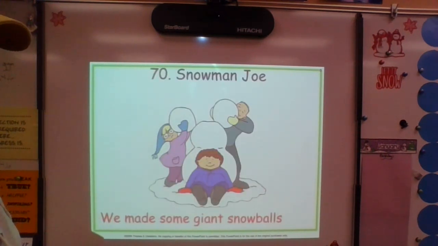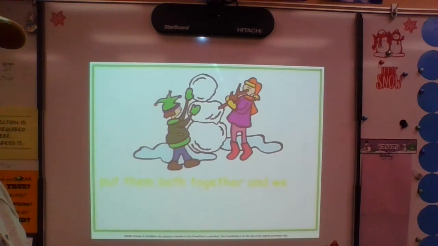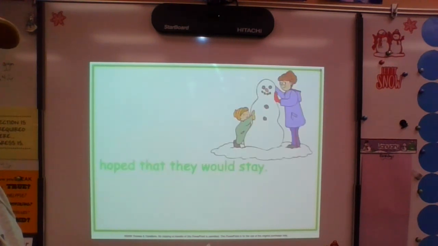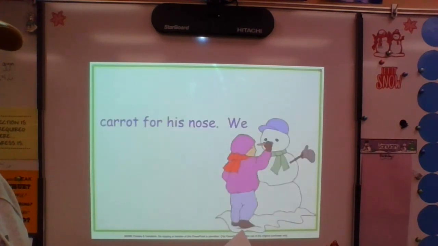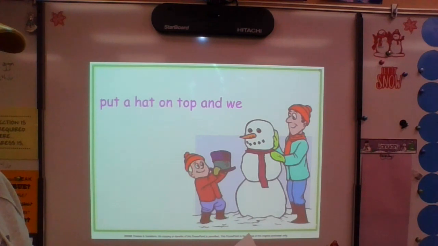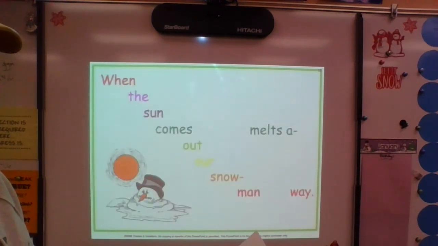Here we go. Ready? We made some giant snowballs on a winter day. We put them all together and we hoped that they would stay. We found some rocks for eyes and a carrot for his nose. We put a hat on top and we called him Snowman Joe. When the sun comes out, our snowman melts away.